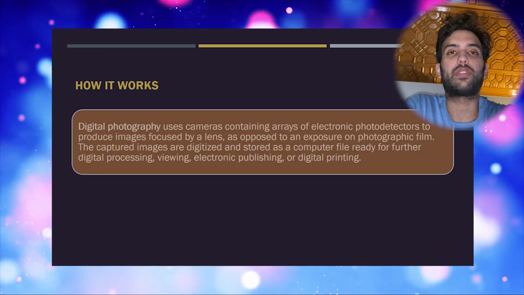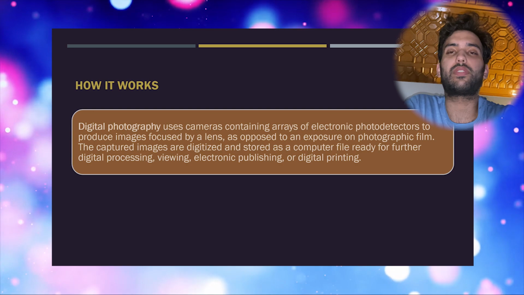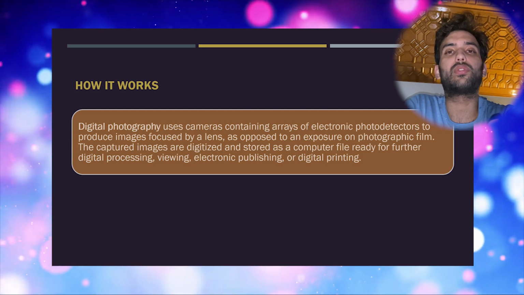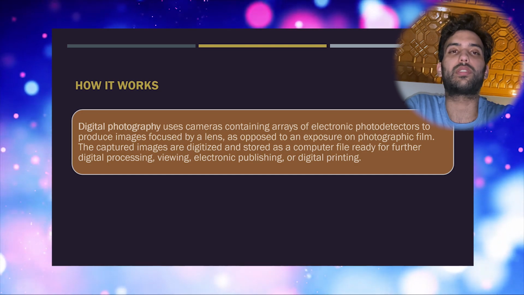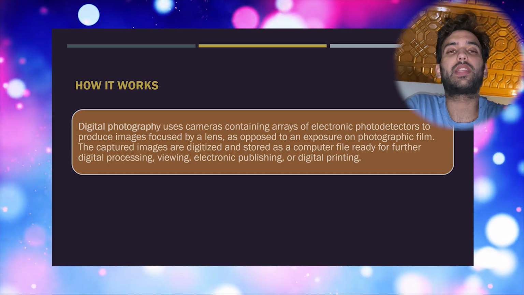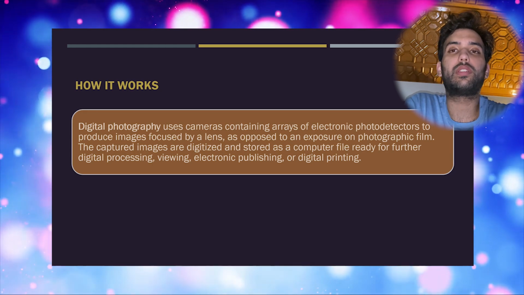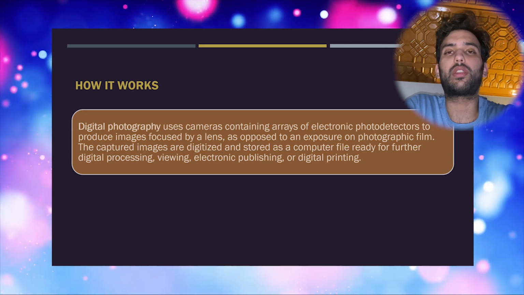So, how digital photography works: digital photography uses cameras containing arrays of electronic photodetectors to produce images focused by a lens, as opposed to an exposure on photographic film, which was done in the past. The captured images are digitized and stored as a computer file, ready for further digital processing, viewing, electronic publishing, or digital printing.